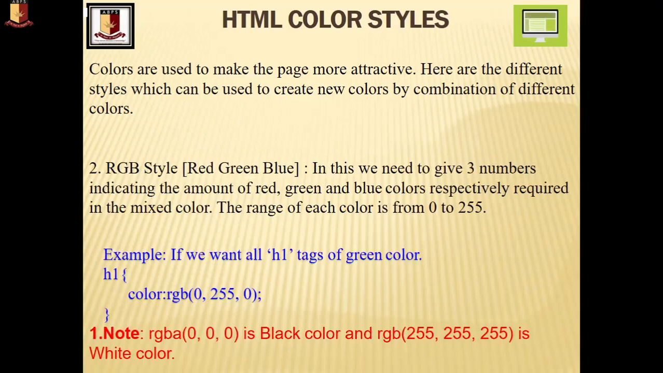So this is the second one, RGB style. Here it is the same color code actually, but instead of the hexadecimal form, we need to give three numbers indicating the amount of red, green and blue colors respectively in the mixed color. The range of each color is from 0 to 255. The idea is the same, only the way of using the combination is different. Earlier, in hexadecimal, we used a mixture of alphabets and numbers, but here everything has to be provided in numeric form only. So how? Like color RGB, 0 to 255, we will use it on the same page.